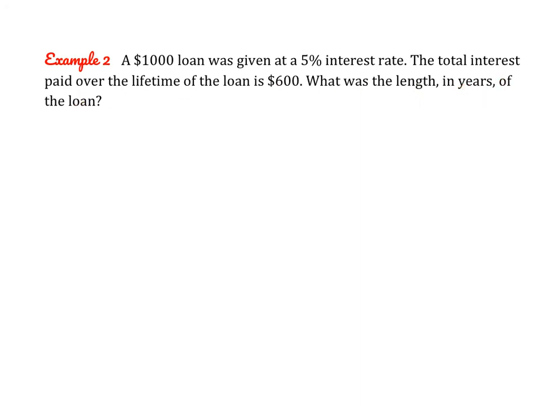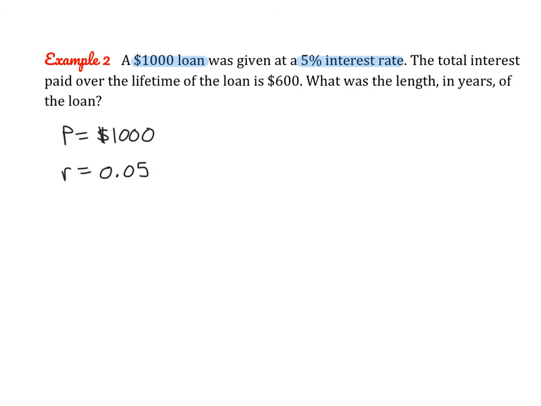So first, let's talk about what we have from the problem. The $1,000 loan, that would be our principal. So that's P equals $1,000. That's kind of our initial amount. We can see here that the loan was given at a 5% interest rate. So that's going to be our R value, but remember we want to write it as a decimal. So we need to move the decimal point 2 spaces to the left and it becomes 0.05.